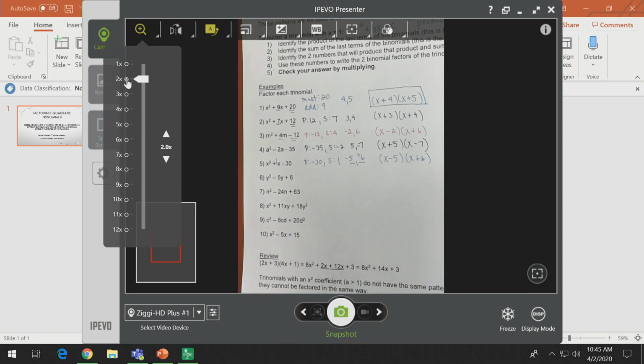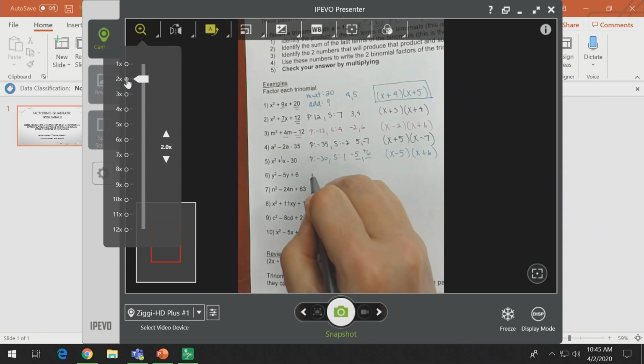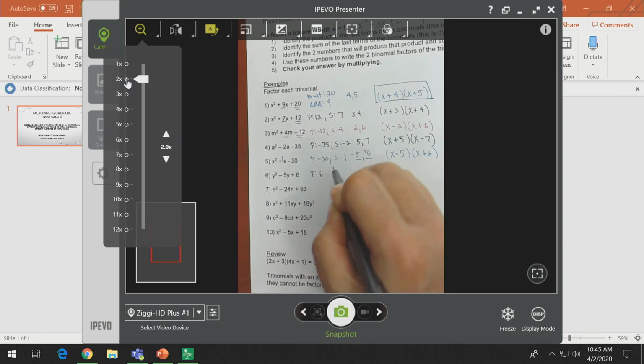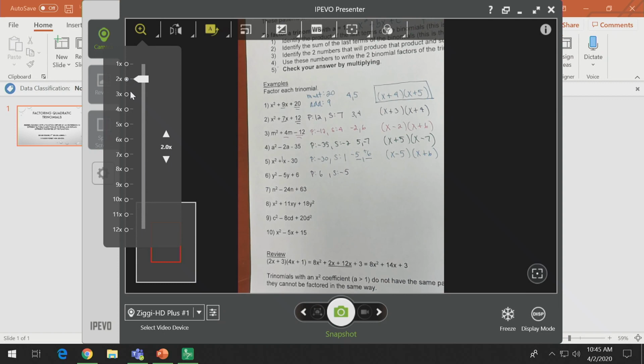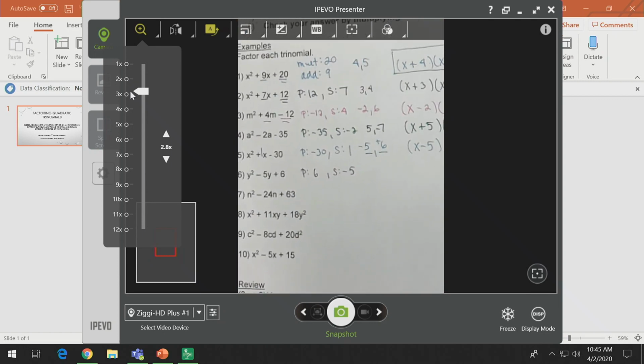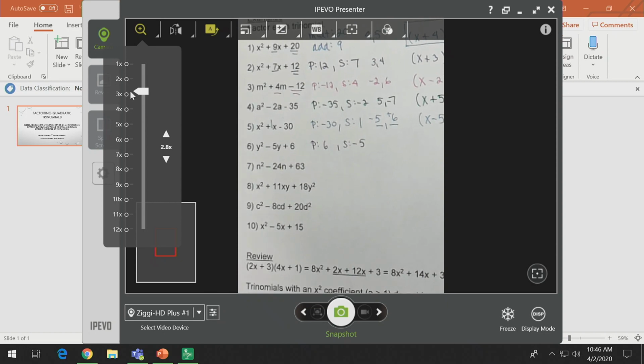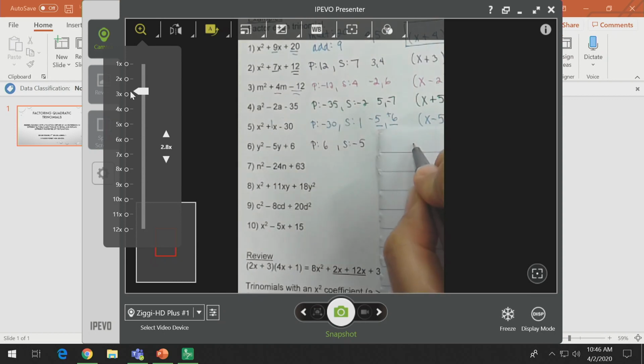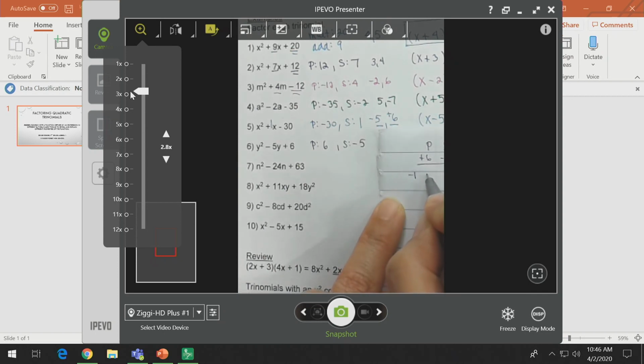All right, so now we look at a problem like number 6. I've got a positive product of 6, but suddenly I've got a sum of negative 5. So how in the world am I going to have a positive product but a negative sum? Well, that happens whenever your numbers are the same sign. So to have a product of positive 6 and at the same time to have a sum of negative 5, that means both of these numbers have to be negative.